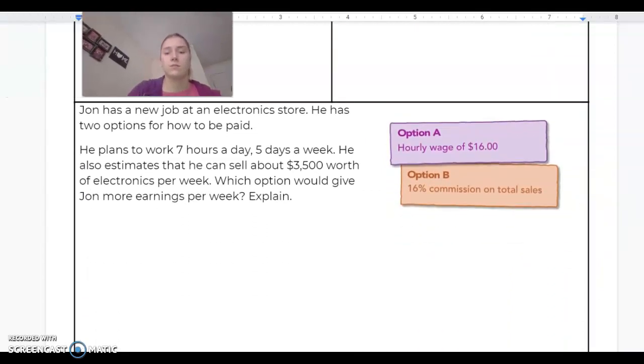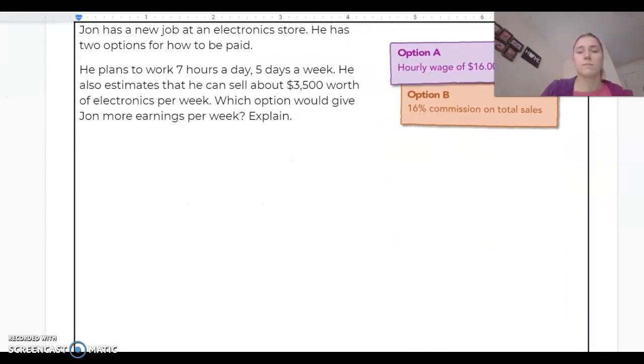Okay? Now we're going to move on to our last one here. Number 3. All right, we have John has a new job at an electronics store. He has 2 options for how to be paid. He plans to work 7 hours a day, 5 days a week. Okay? He also estimates that he can sell about $3,500 worth of electronics per week. Okay? Which option would give John more earnings per week?